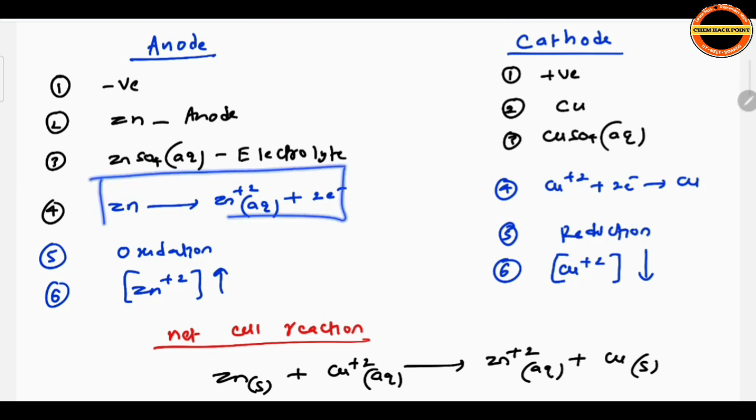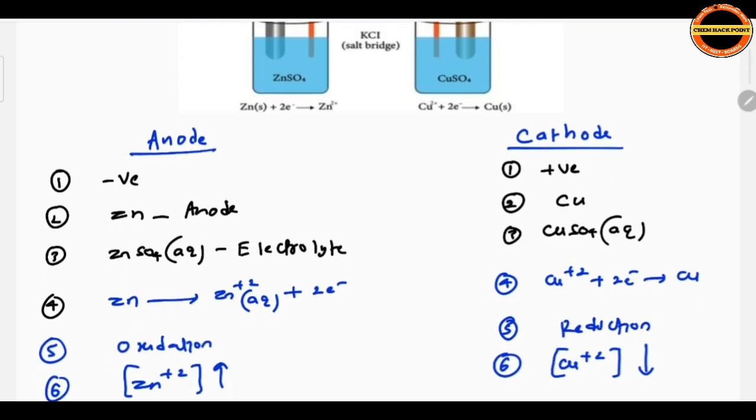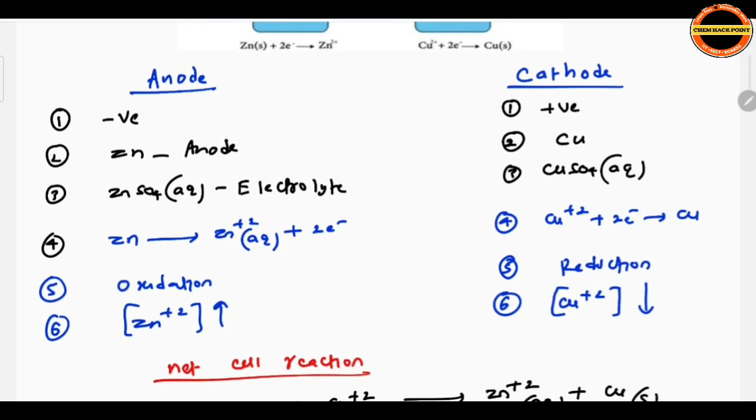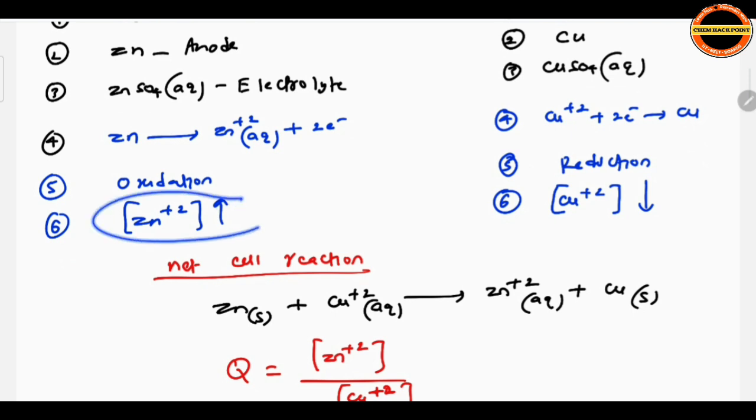In this half cell oxidation occurs, here reduction. So what happens? Zinc dissolves into the solution in the form of Zn²⁺. Here Cu²⁺ moves towards copper and deposits on it. So oxidation for zinc, reduction for copper. During this process, Zn²⁺ concentration increases because more Zn²⁺ ions are produced. Cu²⁺ ions decrease.